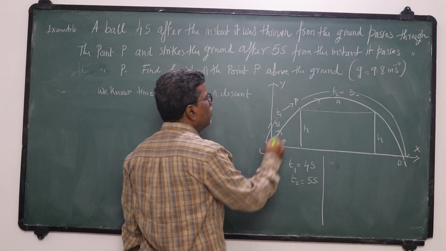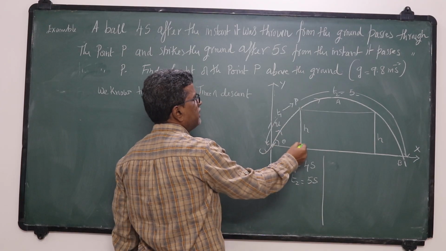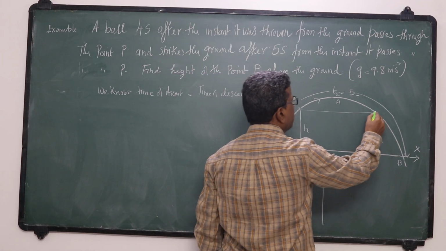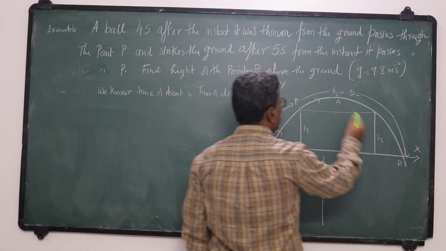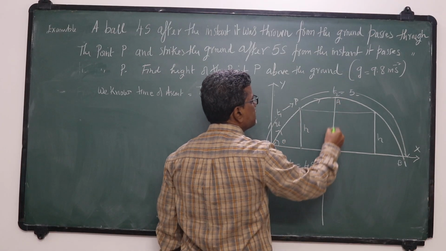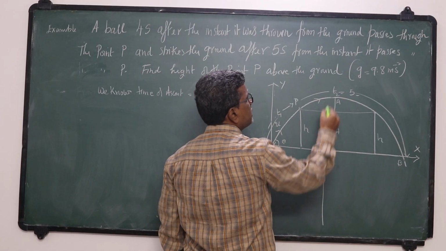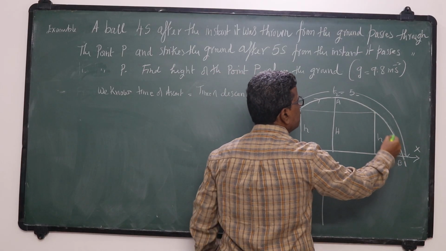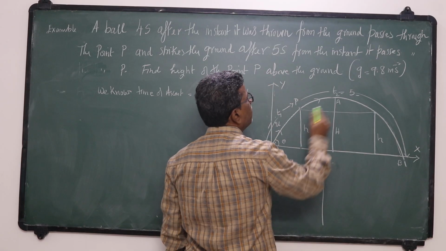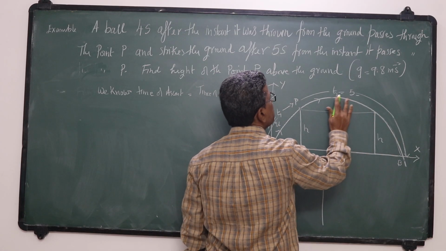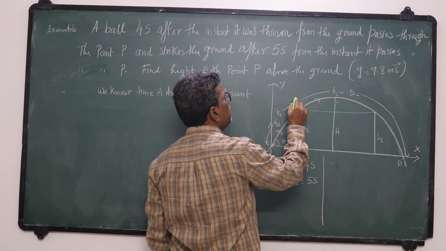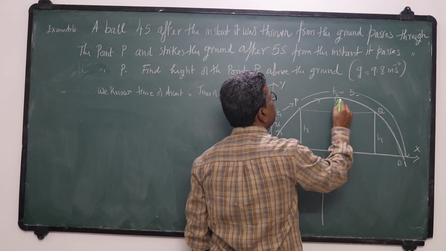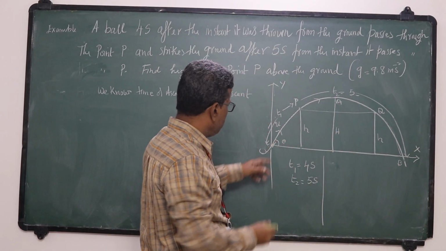So to go from O to P, to travel a vertical height h, it takes t1 seconds. To fall from this point B, the maximum height is h. I will change this point: this is point P, let this be the point Q, and this point let it be A only.